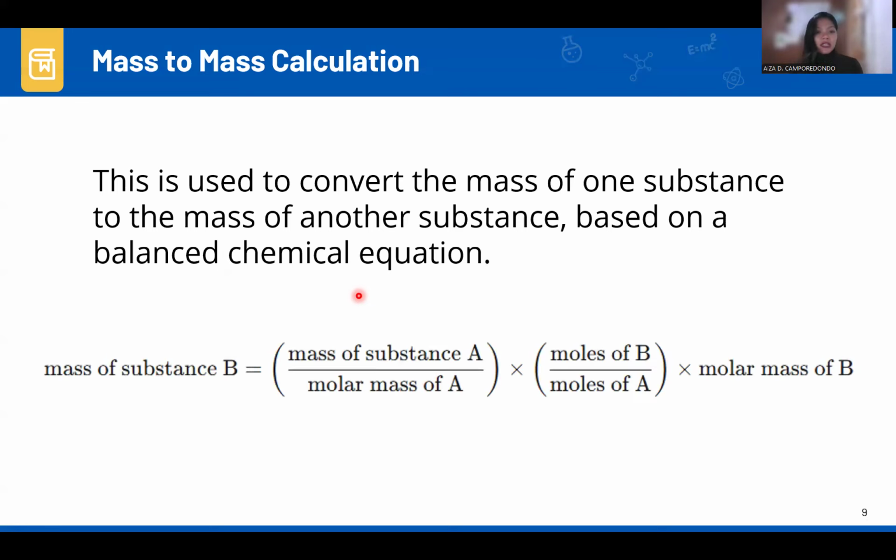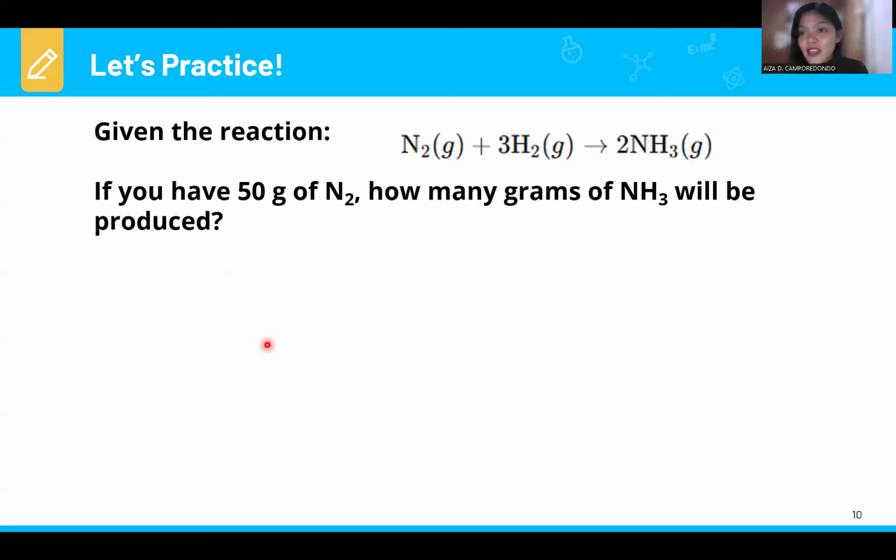Okay, so we have here the general formula of the mass to mass calculation. We have here the mass of the substance B is equals to the mass of substance A over molar mass of substance A multiplied by the moles of B over moles of A multiplied by the molar mass of B. Okay, let's have the problem solving.